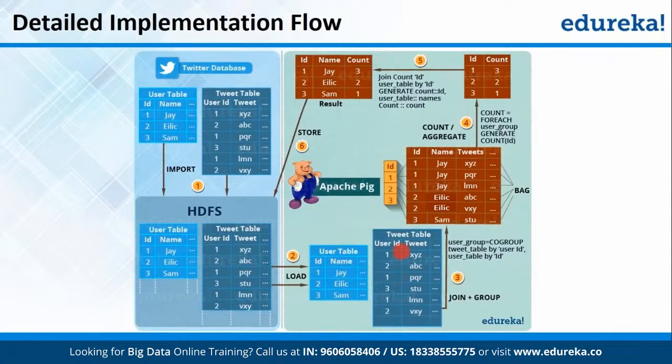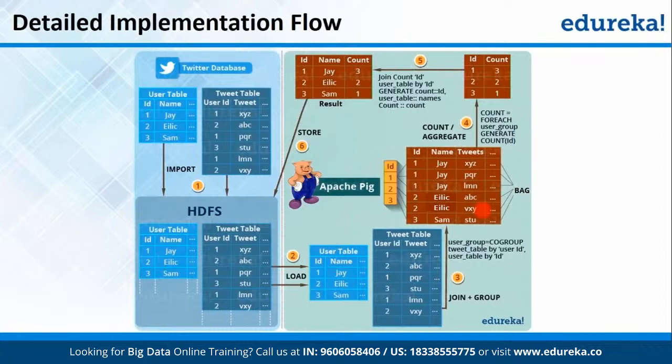One is the user table and the second is the tweet table. Now the third step, after loading the data into Apache Pig, is joining plus grouping the tables on the basis of user ID, and this is called co-group in Pig. So after the third step, this is what you receive as a result. In the third step, we actually co-group the two tables.